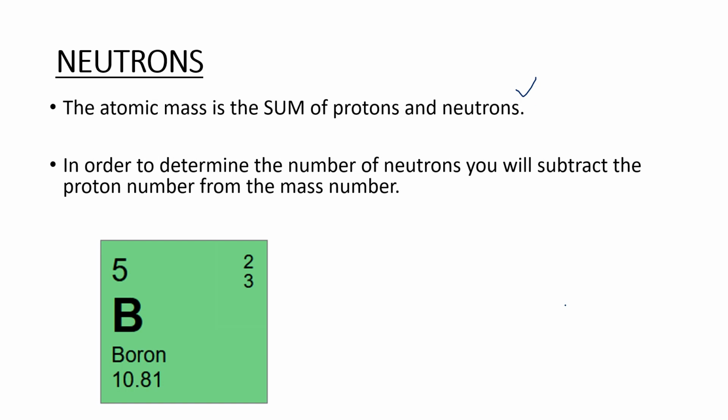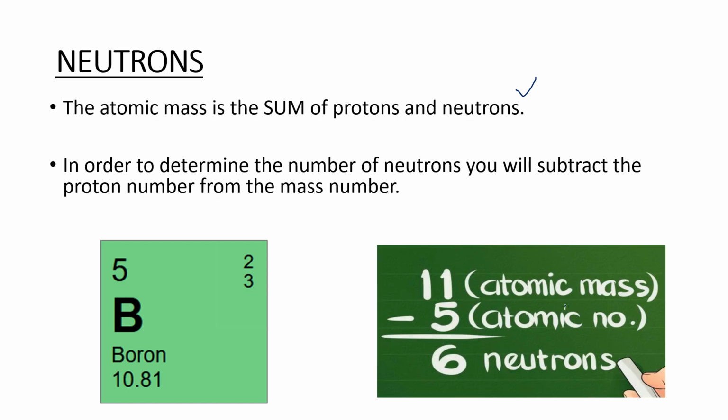So let's just take a look at boron on the periodic table. So if we were to take a look at boron and calculate its neutrons, what you're going to do is you're going to take the mass number. So keep in mind, we're going to round that 10.81 to an 11.